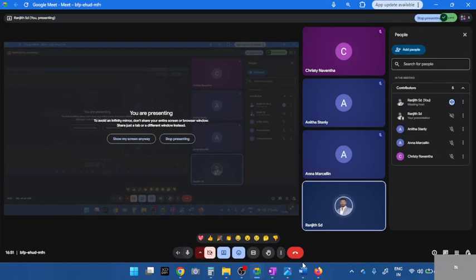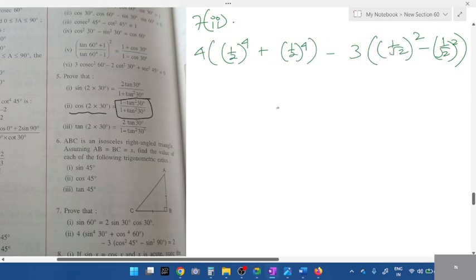Yes, Anna, why have you joined late? Voice is not audible. Connect to your earphones. Voice is not audible. Okay, look at the screen, Anna. We are doing the 7th main second one.